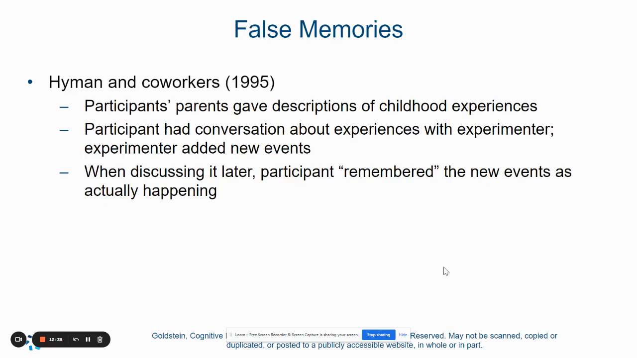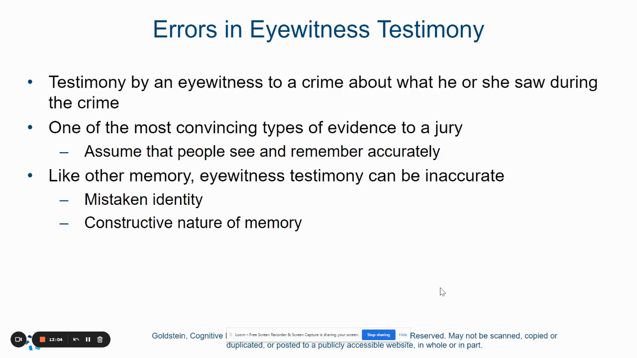False memories have also been studied by Hyman and coworkers in 1995. Participants' parents were given descriptions of childhood experiences. Those participants had conversations about their experiences with the experimenter, and the experimenter added events to that. And later, when they discussed it, the participant actually remembered those events the experimenter told them happened, even though they actually didn't happen. And the research on false memories is so important because we never want to create a false memory. Hopefully, the lab you complete this week will help you understand how easily, depending on how things are phrased, that can happen.